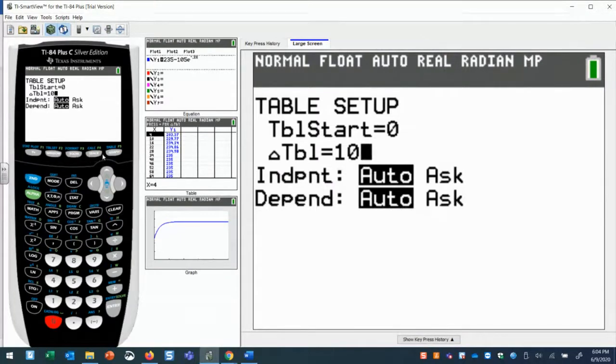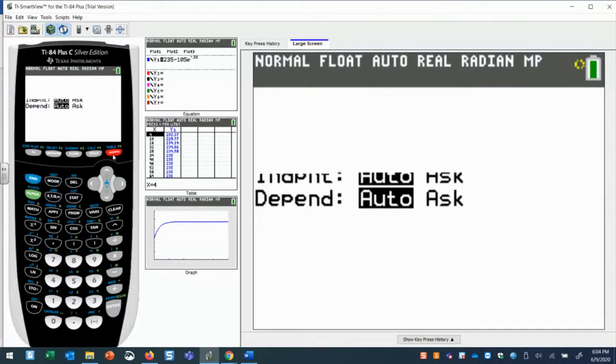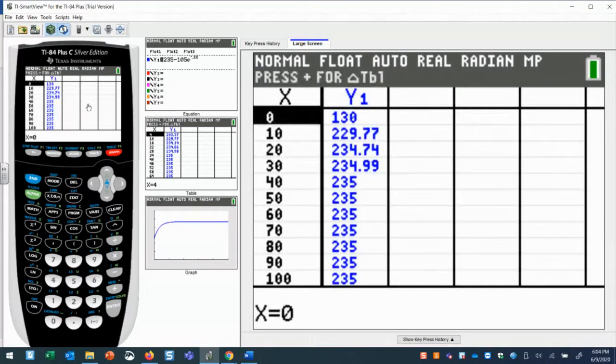To get my table, the table is above the graph key. It's in blue, so I hit second graph, and it gives me my table of values. I'm going to copy this table of values on my paper, and without doing any extra work, I can see that my limited value is 235 because it starts repeating itself. So I already know the answer to one of the questions.